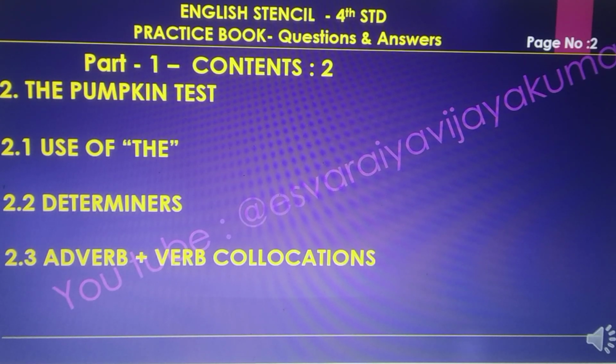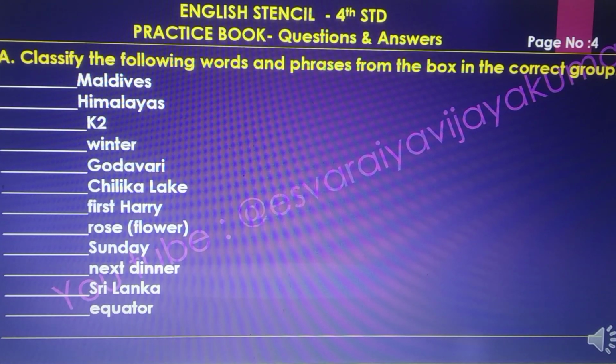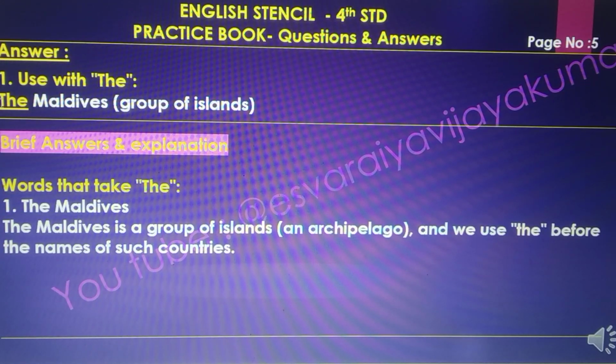Part 1 Content 2, Chapter number 2, The Pumpkin Test. 2.1 Use of the, 2.2 Determiners, 2.3 Adverb plus Verb Collocation. Part 1 Content 2 The Pumpkin Test, 2.1 Use of the. Question A: Classify the following words and phrases from the box into correct groups. These are the questions. Here are the answers, and I have also given a brief answer and explanation.